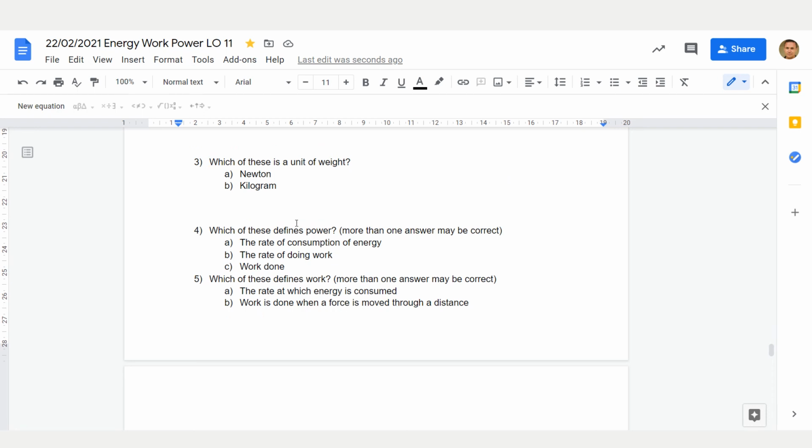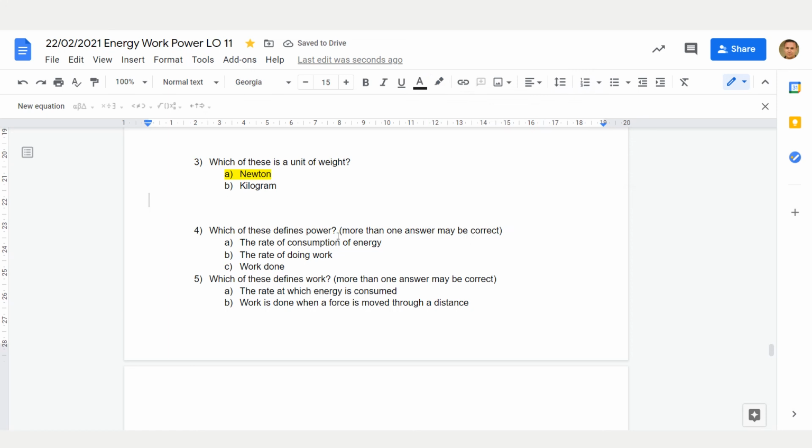Question 3. Which of these is a unit of weight? Well, we know that a kilogram is a unit of mass, so that's not weight. Weight is a force, so we know it's the newton.